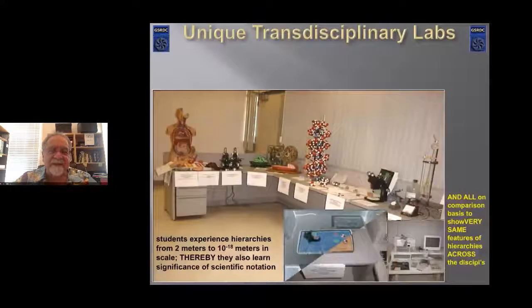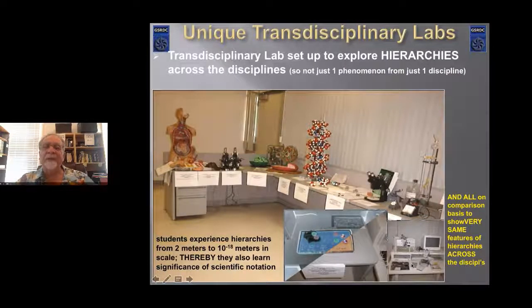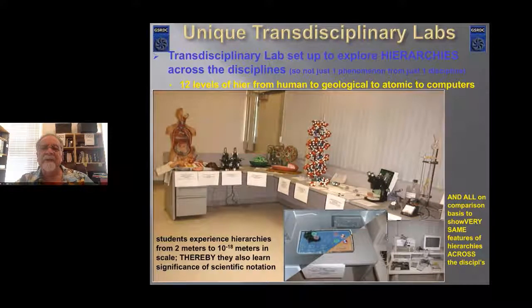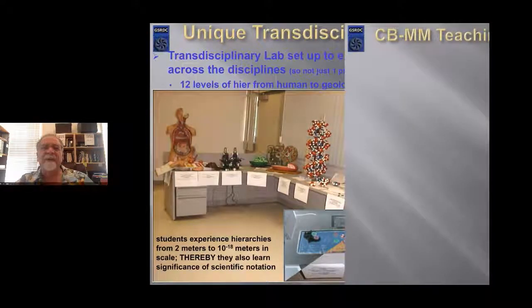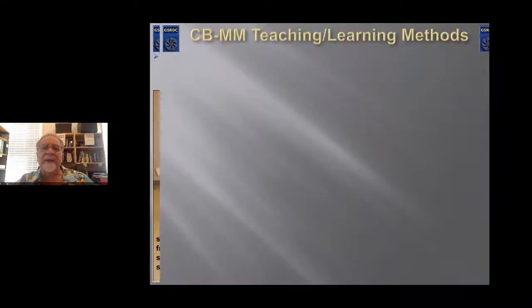We also had transdisciplinary labs. This one is a comparison of hierarchies across the human being down to the tissue and cell level, down to the DNA level and through the organelles, and then things in geology, and then things in terms of chemistry, and then we even took a computer apart to show that it's hierarchically based. So this was the lab that went with the hierarchy modules, 12 levels from human to geological to atomic to computers that were shown in the interdisciplinary lab.